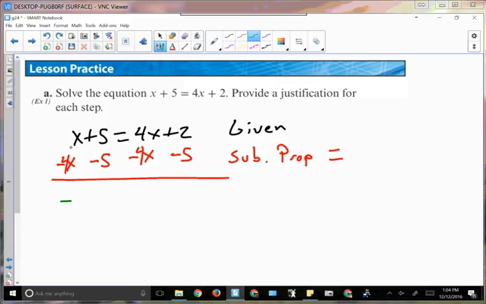If we have an x here, what number is in front of it? 1. So if that's 1x and that's negative 4x, what would I have left? 3x. Would I have anything left here? Would I have anything left here? What do I have here now? Well, actually, it's 2 minus 5.